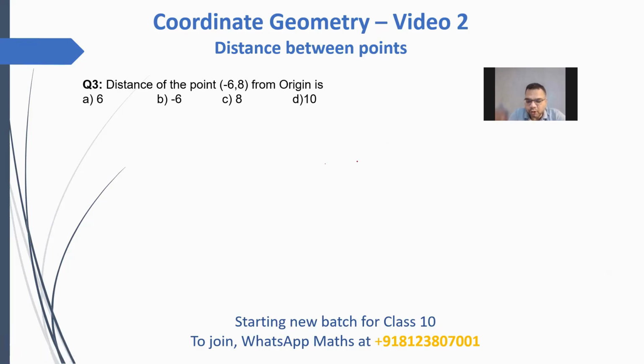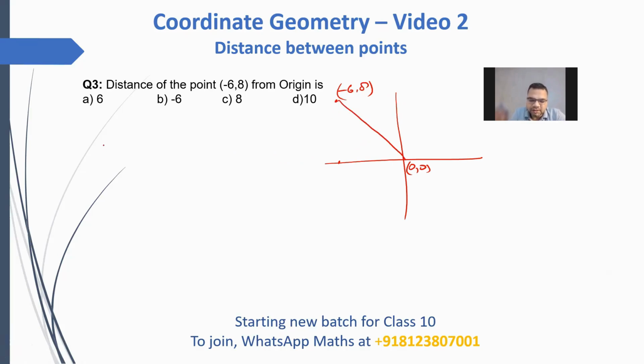Okay, so we have to find the distance of the point (-6, 8) from the origin. So let's try to plot this one. So this is the origin for us. And we have to plot (-6, 8). So minus 6 is the distance. X is negative. So it becomes somewhere in this quadrant because x is minus and y is positive. So let's say this is (-6, 8). And we have to find the distance of this point to the origin.